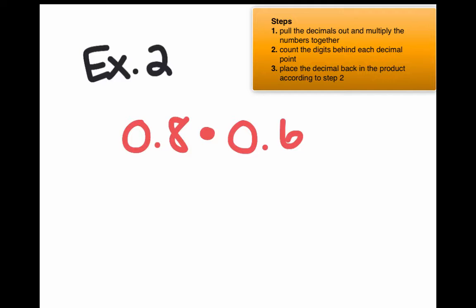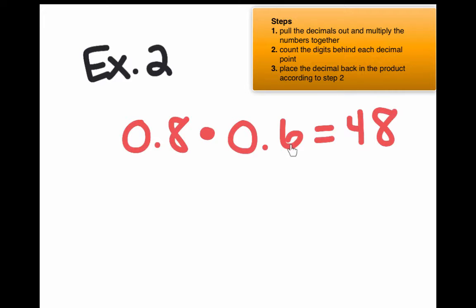Here our problem is 8/10 times 6/10. Now think about this. If the problem was just 8 times 6, we can do that in our head, right? 8 times 6 is 48. So I'm going to put equals 48 here. Now, our original problem is not 8 times 6, right? It's 8/10 times 6/10. We are taking a 10th times a 10th.